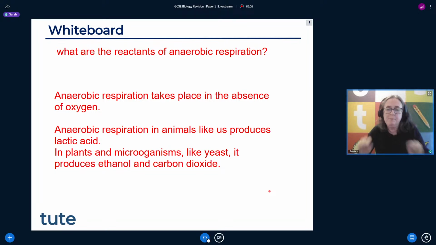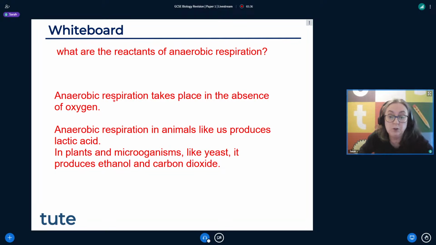So basically, what are the reactants with anaerobic respiration? Well, the reactants in anaerobic respiration are just glucose because there's no oxygen. Where we had aerobic respiration, it's glucose plus oxygen goes to carbon dioxide and water. With anaerobic respiration, you don't have the oxygen. You just have the glucose. So the reactant is glucose. There's no oxygen.